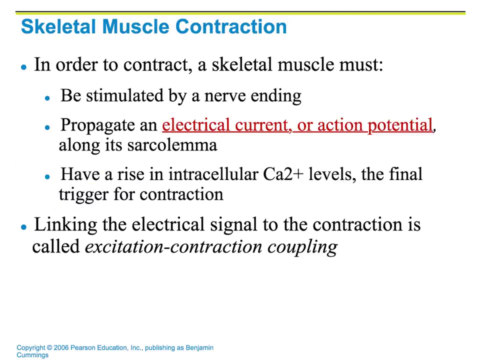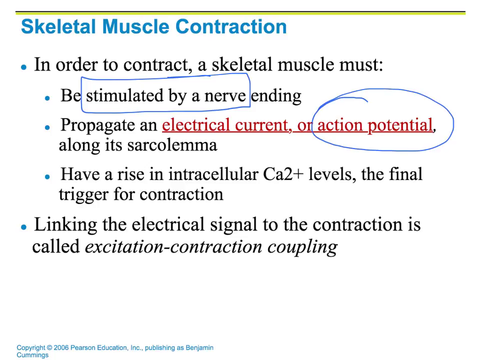So, of course, you're wondering what stimulates the calcium release from the SR, and that's a nerve impulse. So skeletal muscle, being voluntary, must be told to contract, so it must be stimulated by a nerve. The nervous impulse or electrical current that is delivered is called an action potential. This leads to the calcium release, which leads to everything else that occurs during contraction.